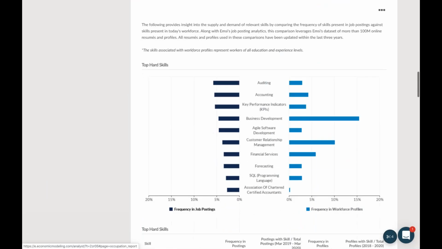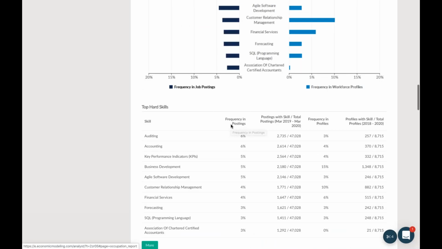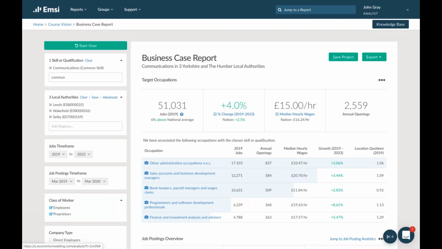And again, we can just look down at those skills and see that, in this case, communication appears as the highest ranked skill. We've also got auditing, accounting, KPIs. So a lot of those financial industries are looking for communication as a skill as well. So just another way to get into that and look at the data from a different angle.